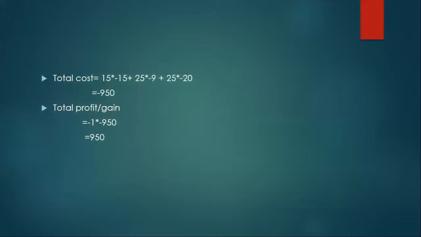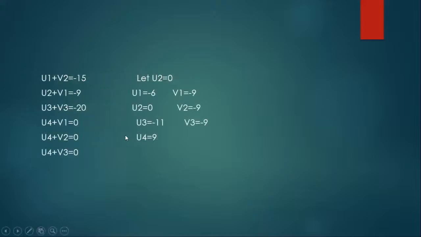Total cost equals to 15 multiplied by minus 15 plus 25 multiplied by minus 9 plus 25 multiplied by minus 20 equals to minus 950. Total profit gain equals to minus 1 multiplied by minus 950 equals to 950. So we are repeating the same method again to achieve the optimum solution. Now we will use the same method of calculating values of variables to get the optimum solution.